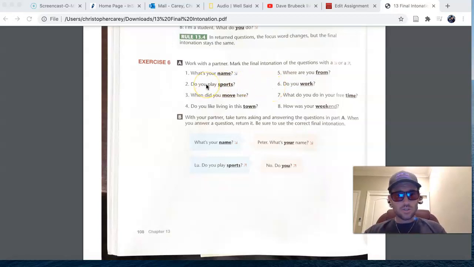For each of these questions, pronounce them with either falling intonation or rising intonation at the very end of each sentence. A reminder that WH questions will have falling intonation, what's your name? Whereas yes/no questions will have rising intonation at the very end. Do you play sports? So that's the first step. Pronounce each of these questions 1 through 8 correctly, with either rising intonation or falling intonation.